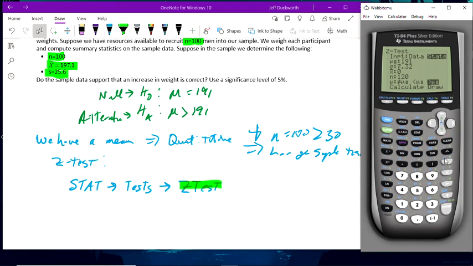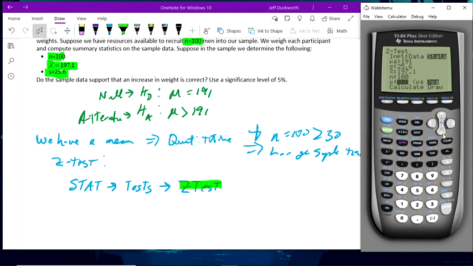The standard deviation, well, we don't have sigma, but we have S, which is 25.6. If we knew what sigma is, we would simply put it in there. X bar is given as 197.1. And I wrote a 7, so let's change that to a 1. And finally, we need N, which is 100.